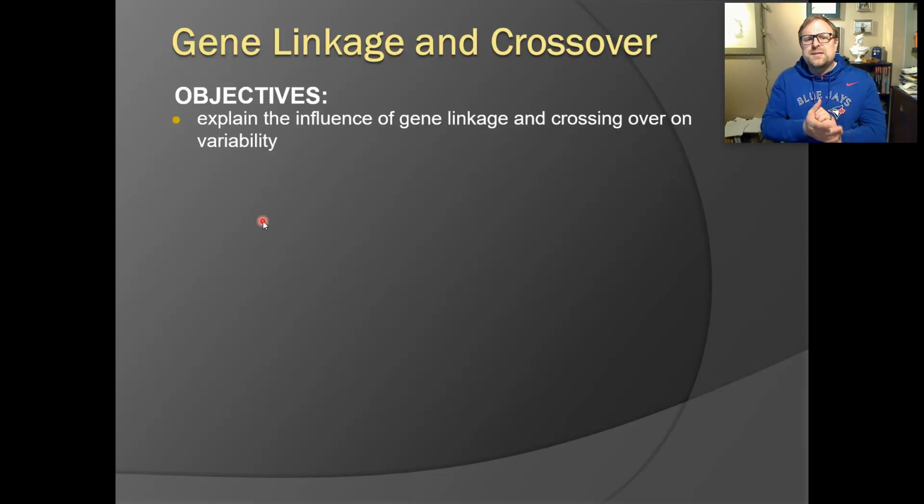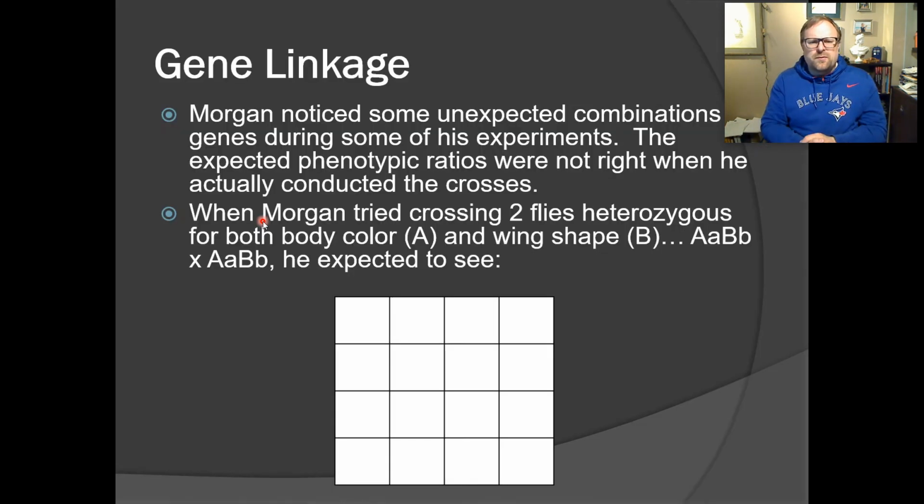So concept C7 really deals with two things: gene linkage and crossover. And we said back at the beginning of concept C6 that we would describe linked genes as genes that are found on the same chromosome. And what this leads us to is, again, patterns of inheritance, those phenotypic ratios that just don't make sense for whatever reason.